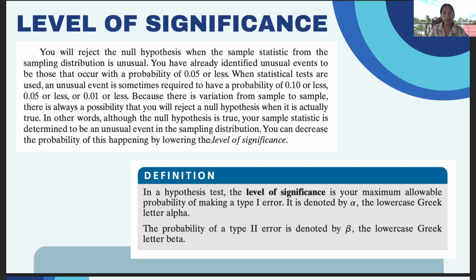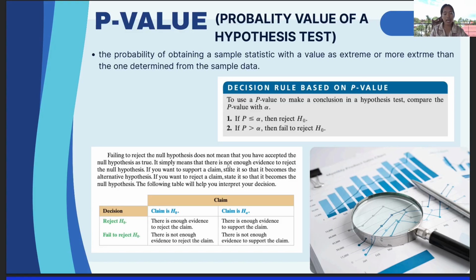So we're done with the hypothesis testing. Now let's go down to the p-value. The p-value, or the probability value of a hypothesis test, is the probability of obtaining a sample statistic with a value as extreme or more extreme than the one determined from the sample data. So, the decision rule based on the p-value.